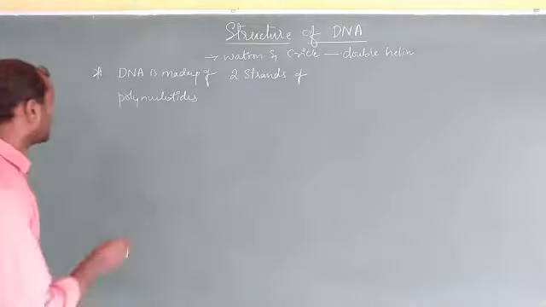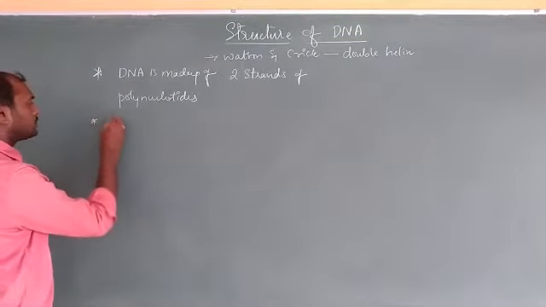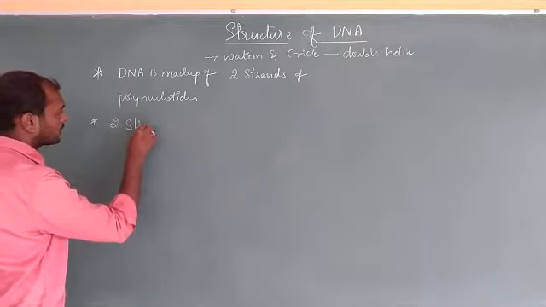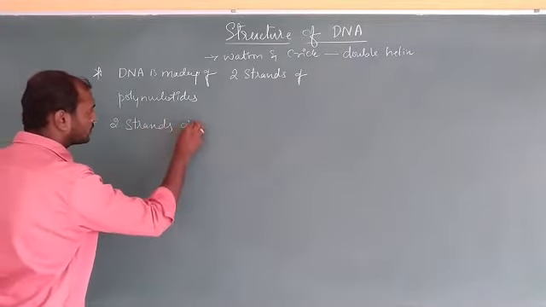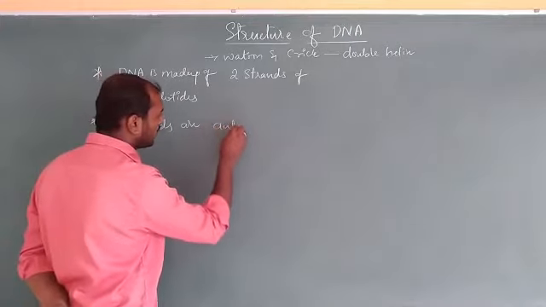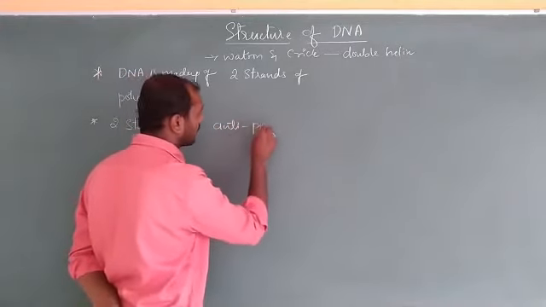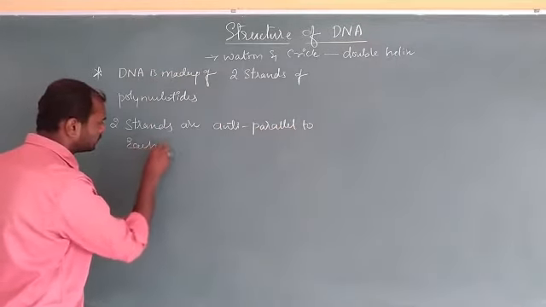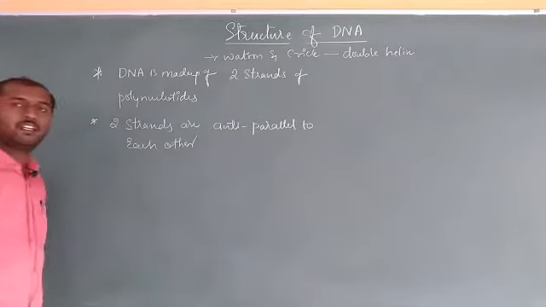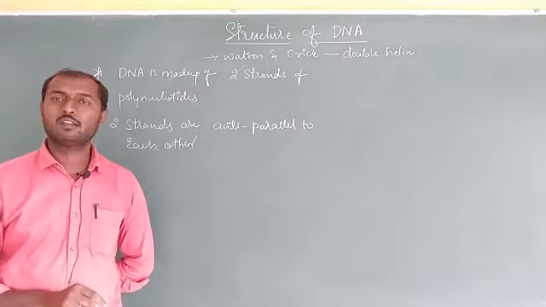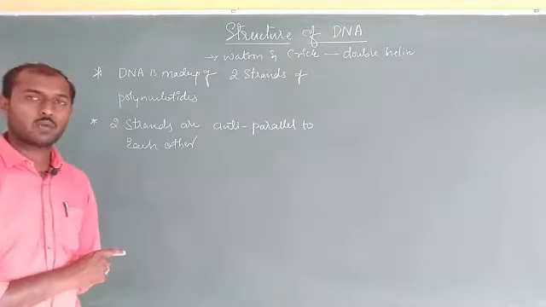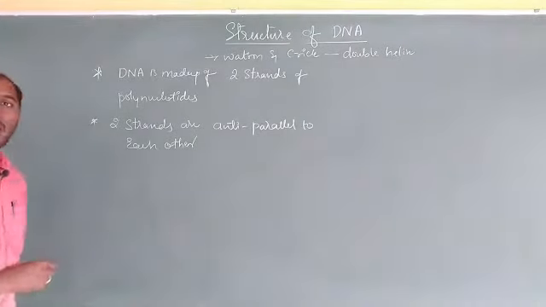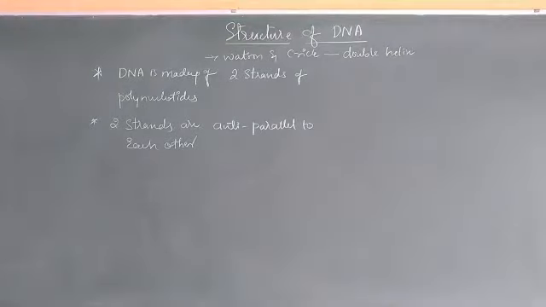Second, the two strands are running anti-parallel to each other. They are anti-parallel, one runs opposite to the other. How they are opposite, I am going to show you later. So they are able to run anti-parallel to each other. That is the second thing.